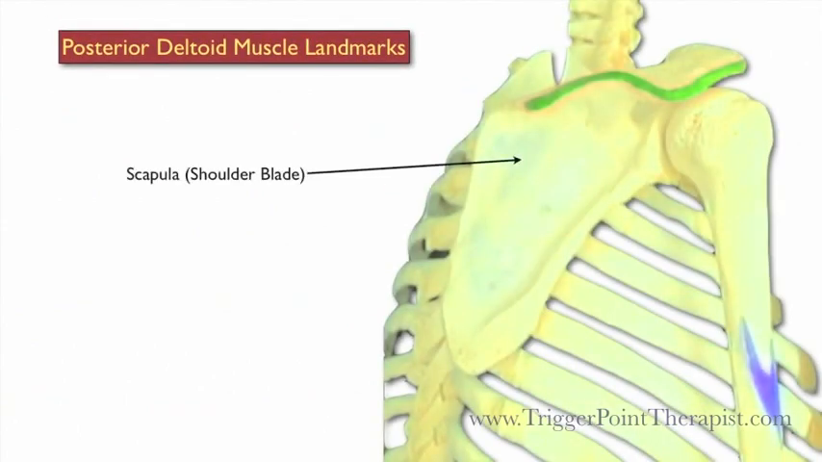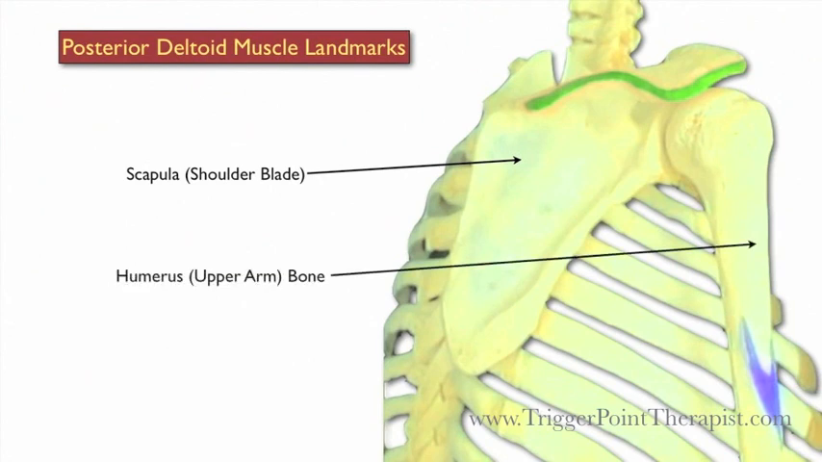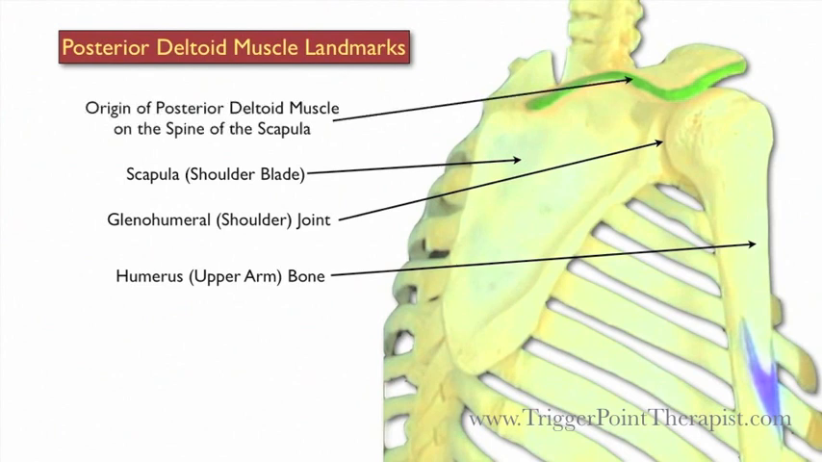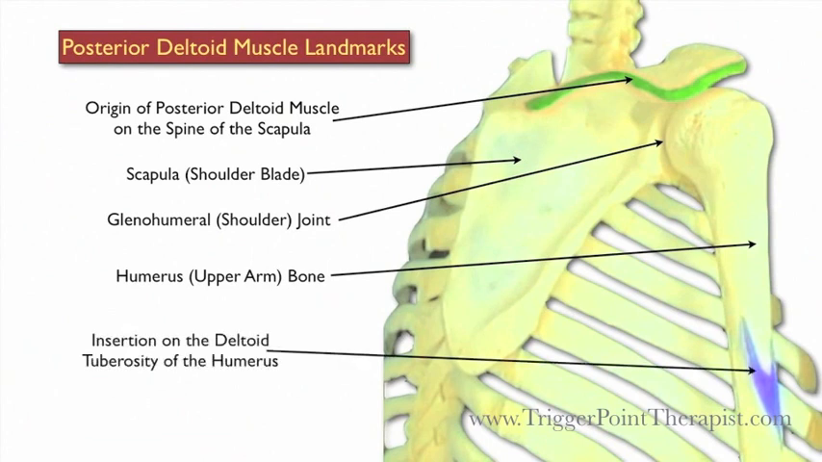Now let's take a look at the posterior deltoid landmarks. We have the scapula, the humerus, and the glenohumeral joint. The origin of the posterior deltoid is on the spine of the scapula, and the insertion again on the deltoid tuberosity of the humerus.